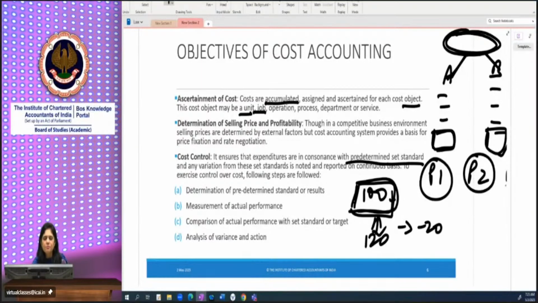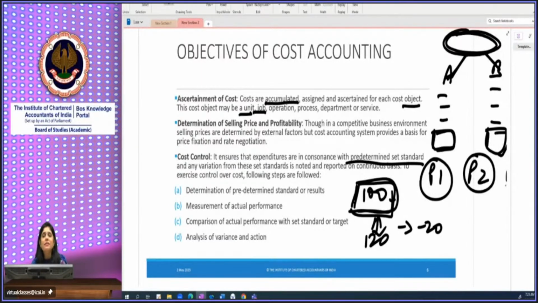And it is reported on a continuous basis. It's not that once you see it, you just leave it. You have to continuously monitor it. Monitor the cost. To exercise control over cost, the following steps are followed. So always remember these 4 steps.